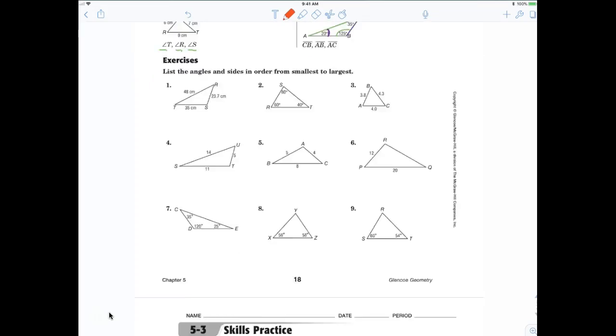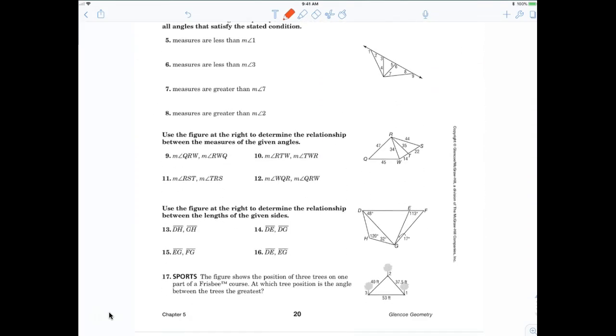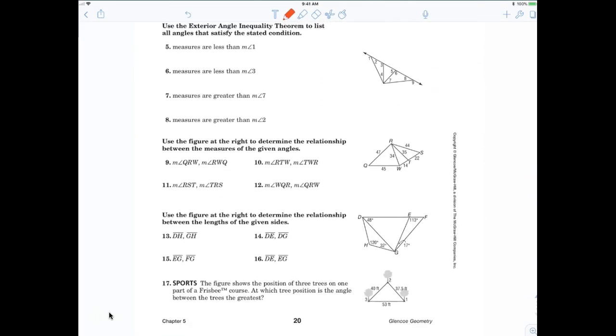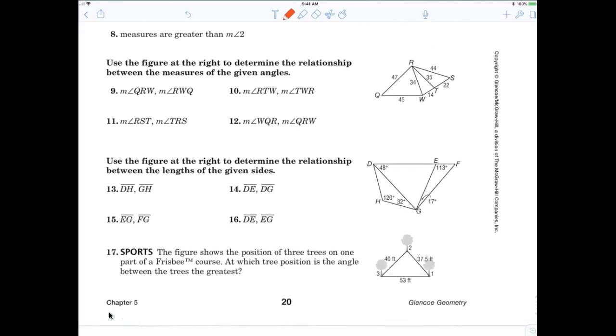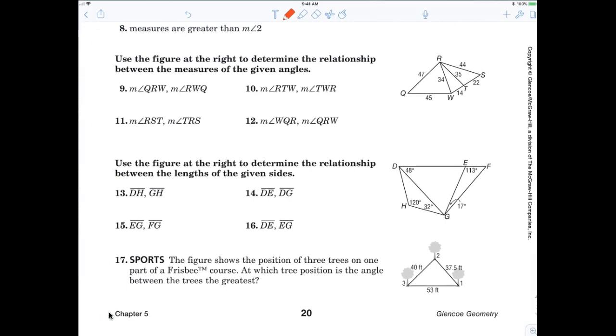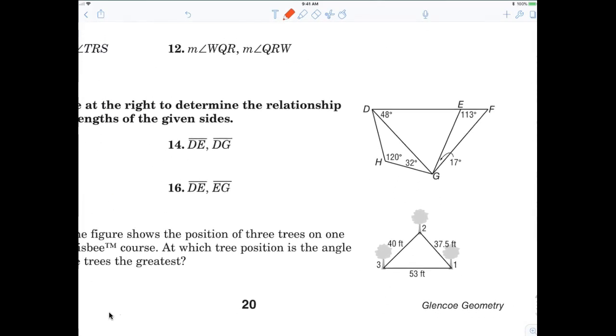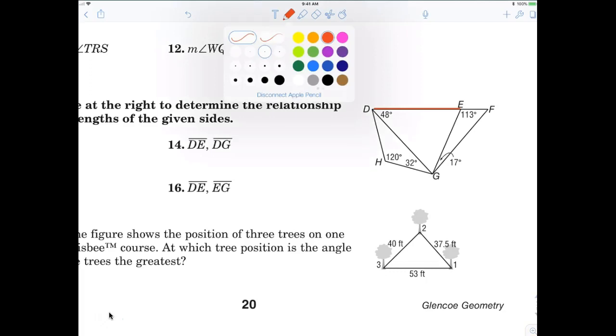14 on the last worksheet. Right here, right? Okay. So 14, use the figure at the right to determine the relationship between the lengths of the given sides. So let's look at DE. All right, let's highlight DE. This guy right here, and then I'm looking at DG.